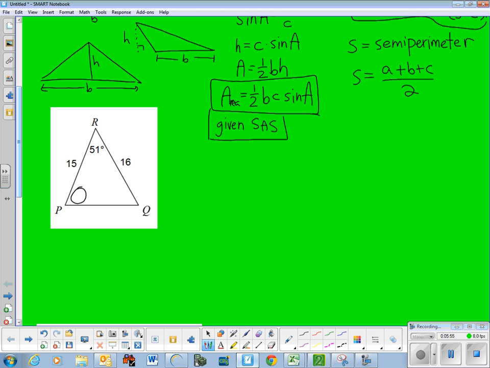If I knew this angle down here, I wouldn't be able to do BC sine A because the 51 needs to be made by the 15 and the 16. It has to be a side angle side situation. But I do have that, so it sets up perfectly. 1/2, 15, 16, sine 51 degrees. And I'm going to get my calculator out, and we'll confirm this.